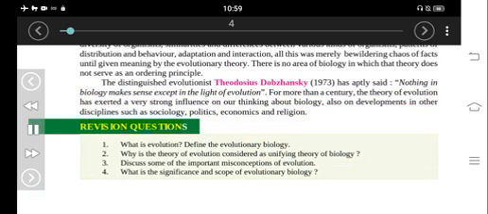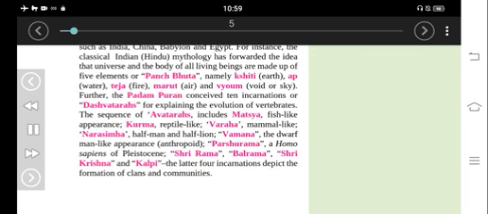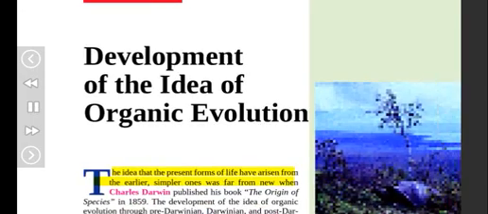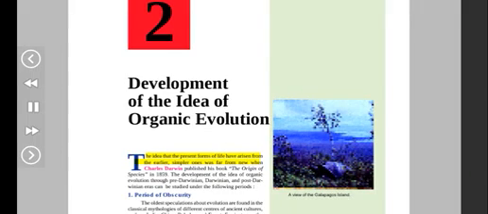Define evolutionary biology. 1. Development of the organic evolution idea. The key idea that the present forms of life have arisen from earlier, simpler ones was far from new when Charles Darwin published his book, The Origin of Species, in 1859.